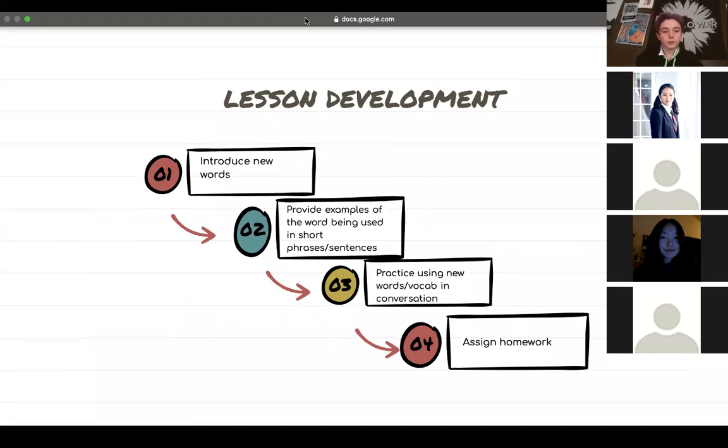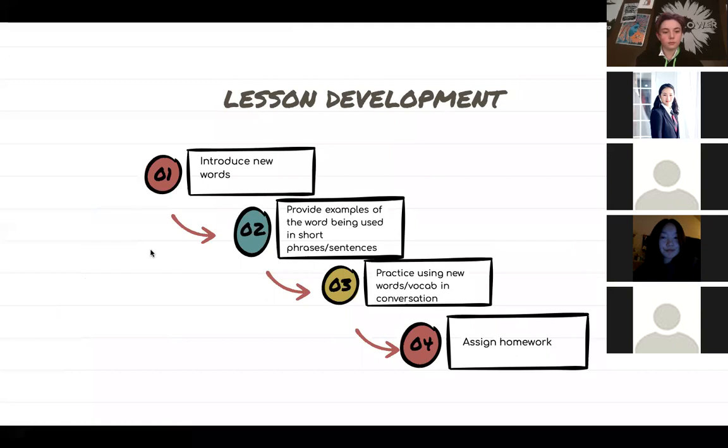Okay, so lesson development. You can start by introducing new words and then providing examples of the words being used in short phrases and sentences, and then practice using new words and vocab in the conversations that you have with your student. And then after, you can start assigning homework.